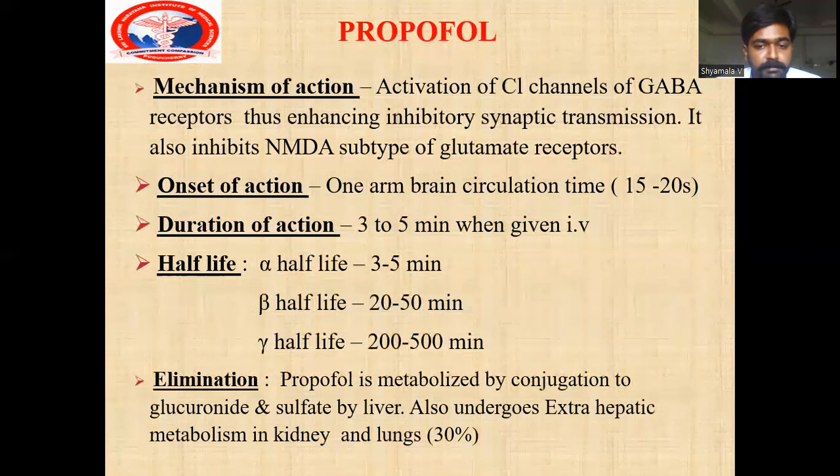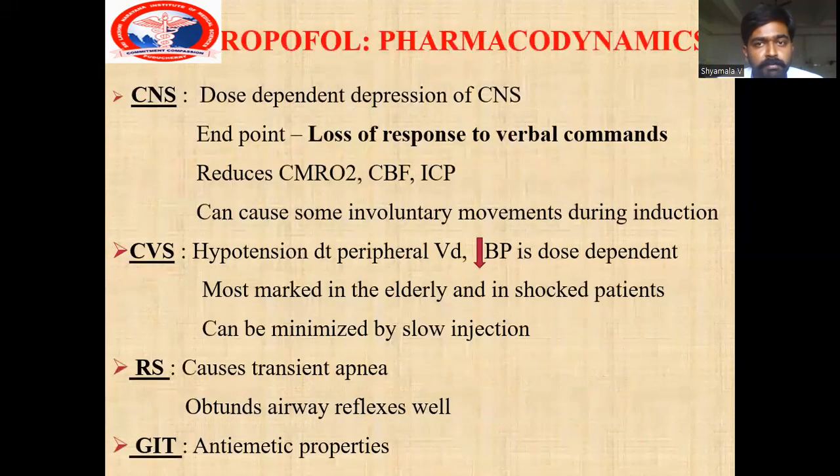Propofol is metabolized by conjugation to glucuronide and sulfate by the liver. It also undergoes extrahepatic metabolism in the kidney and lungs, about 30%. Propofol pharmacodynamics in the central nervous system: dose-dependent depression of the central nervous system, endpoint loss of response to verbal commands, reduced CMRO2, CBF, and intracranial pressure. It can cause some involuntary movements during induction.